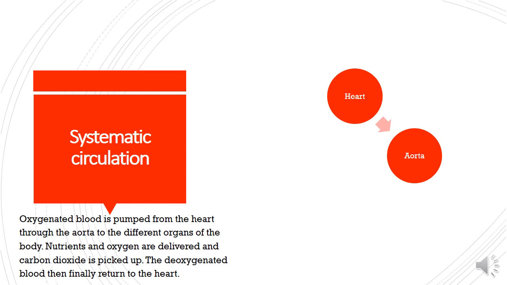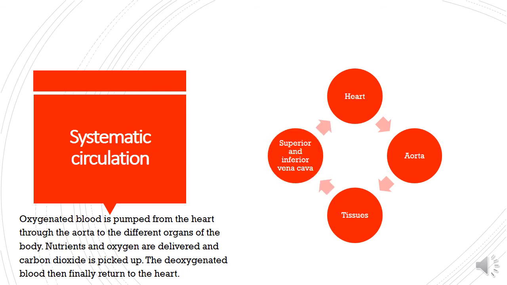So the aorta carries oxygenated blood from the heart to the different organs and tissues of the body, and then they are returned through the superior and inferior vena cava, which are a type of veins, back to the heart. So usually the superior and inferior vena cava carry deoxygenated blood back from the body to the heart. So this is the systemic circulation.